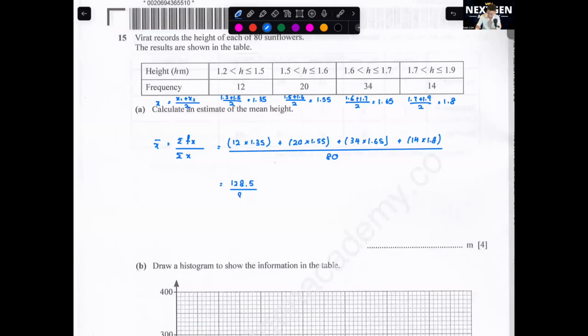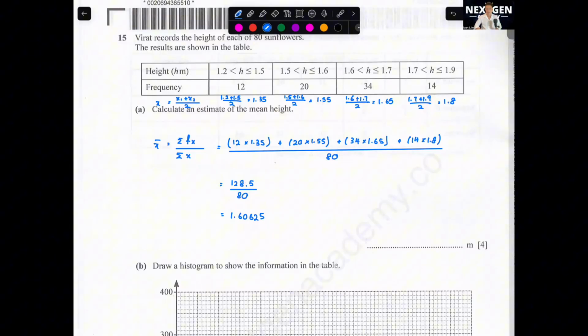128.5 over 80. When we type 128.5 over 80 in the calculator, what do we get? We will get 1.60625. What is the final answer we need to present for mean? Do we round it up? Yes or no? Do we round up the value to 1.61?